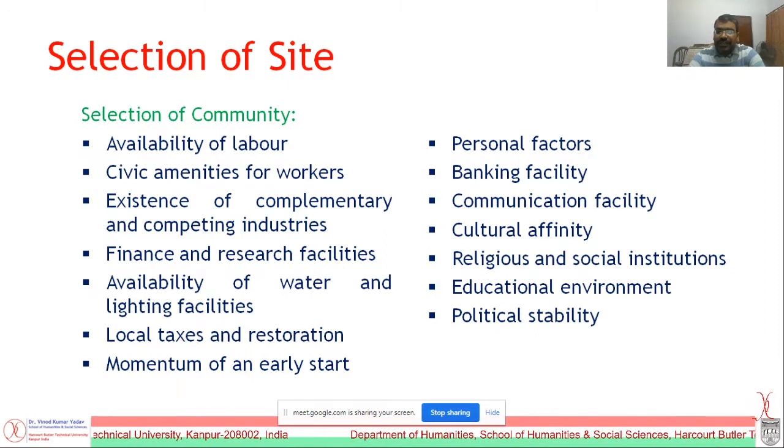When you go for a community, you must understand whether civic amenities for the workers are available or not. Existence of complementary and competing industry. This is a very interesting point. Complementary means they can be a feeding industry for you, they may be ancillaries for you. Competing industry means they may be competitors of yours, because it makes the environment.